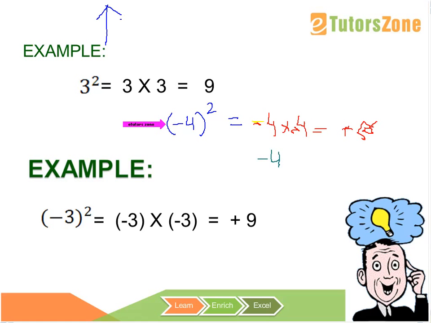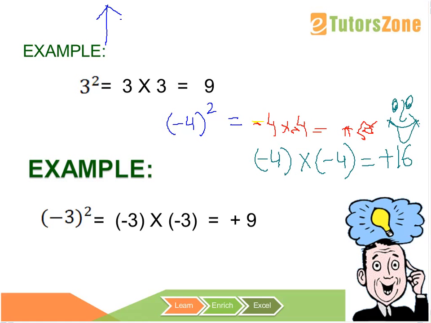Very nice. So this is negative 4 into negative 4. That gives you, as you said, positive 16. Absolutely correct. So in the same way, you can see this.